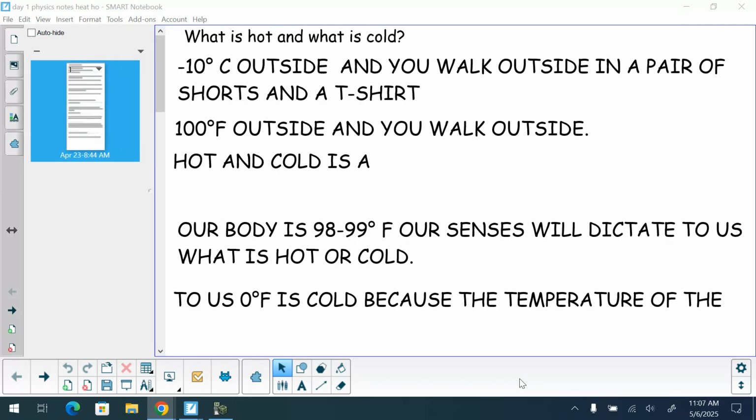So when you're looking at a body temperature of 98 to 99, your senses will tell you what is hot and what is cold. If it's 85 degrees outside, it's still not as hot as your body, because your body is 98, 99 degrees. So you still feel that it's a little bit cooler than your body. You get up to 100 degrees, now it's a little bit warmer than your body. Okay, now it's hot.